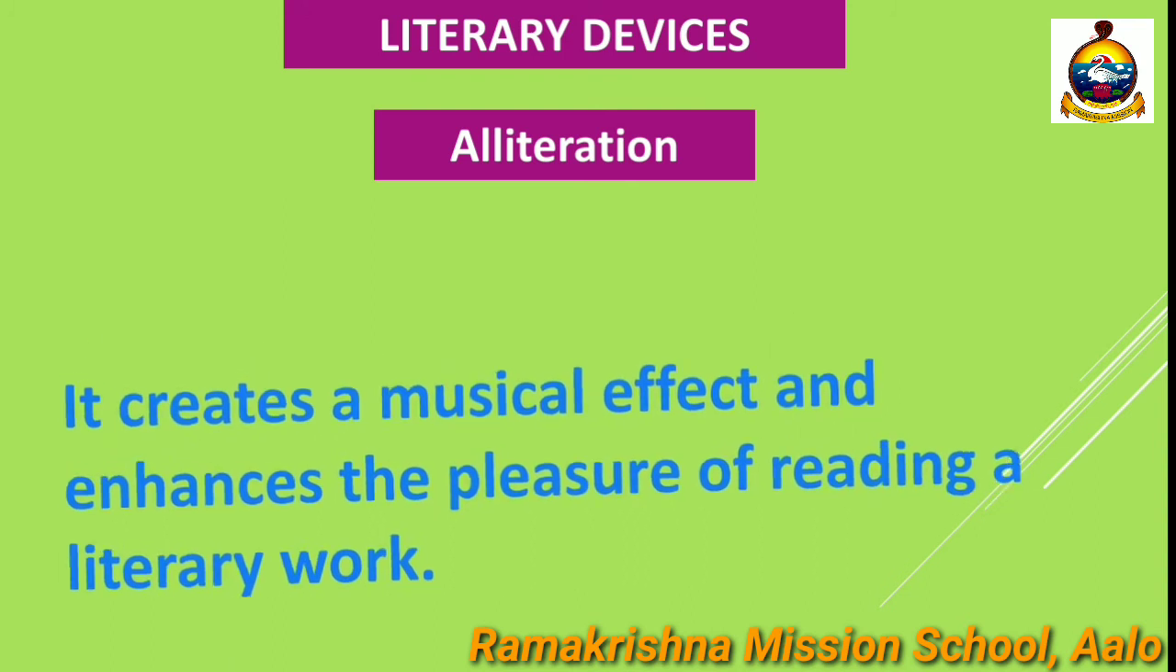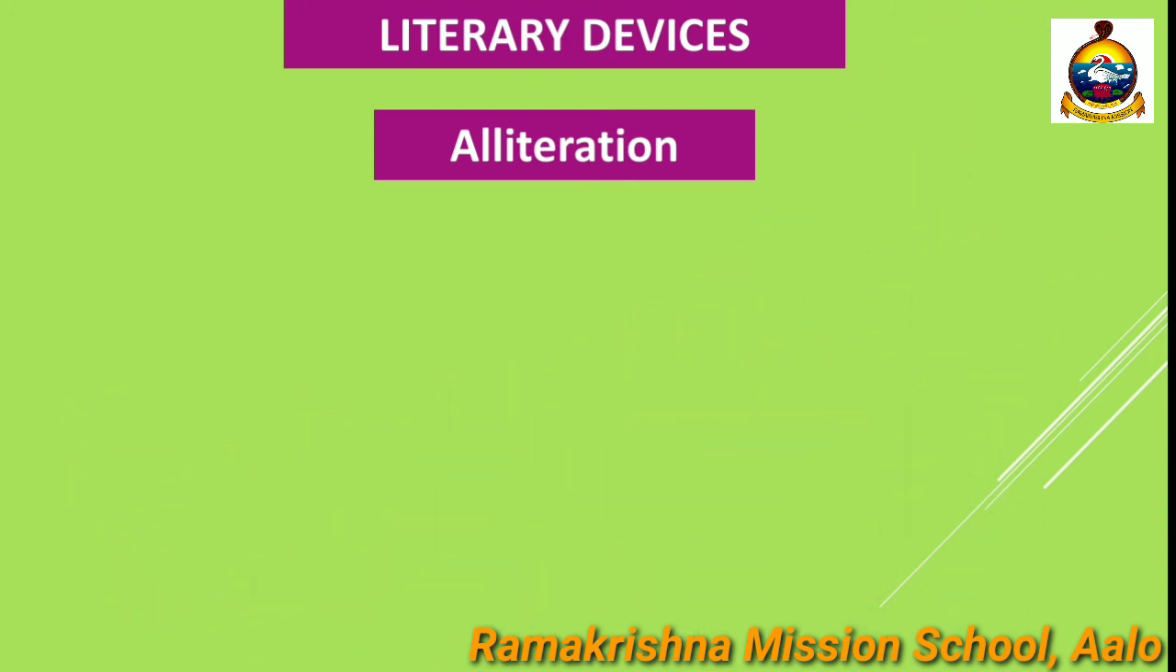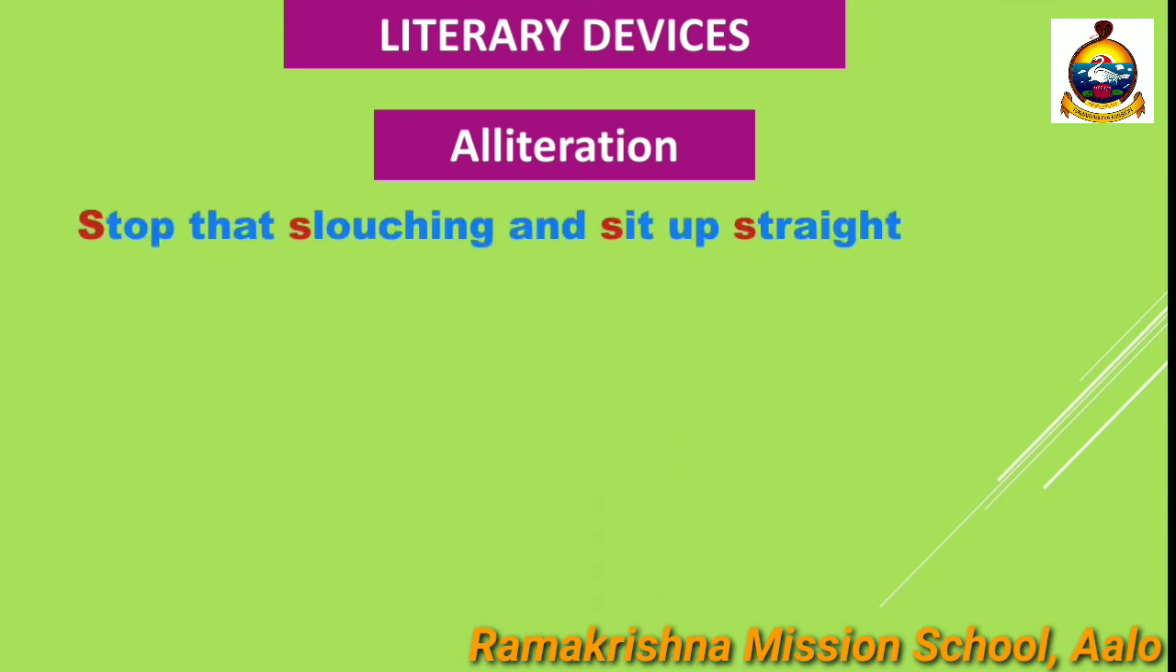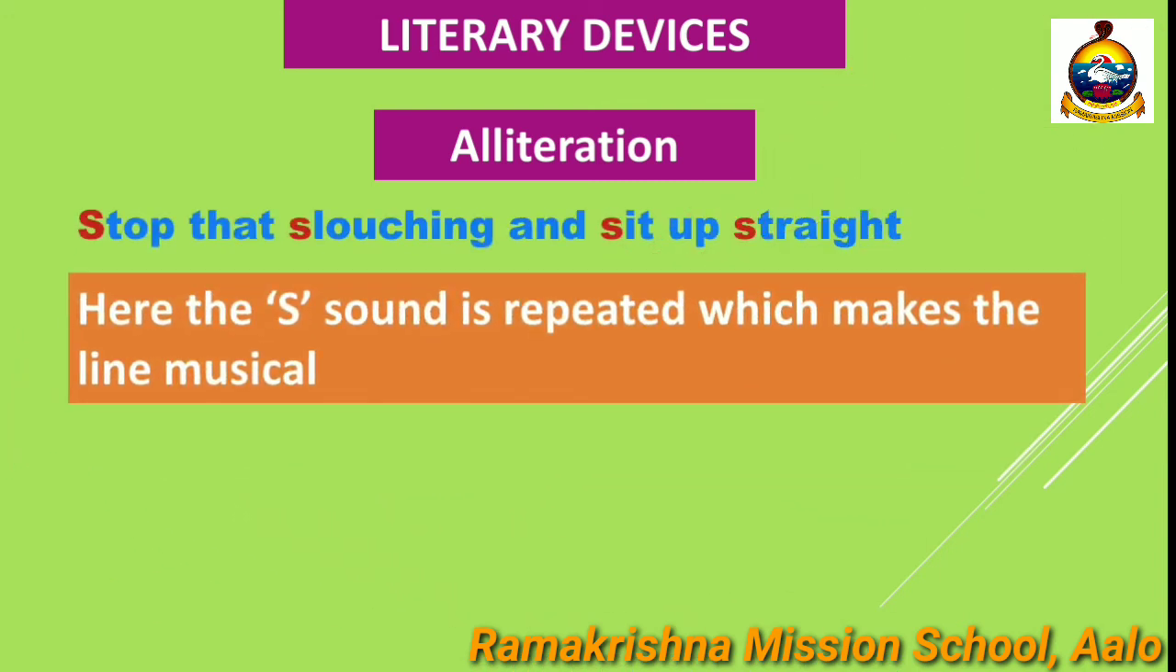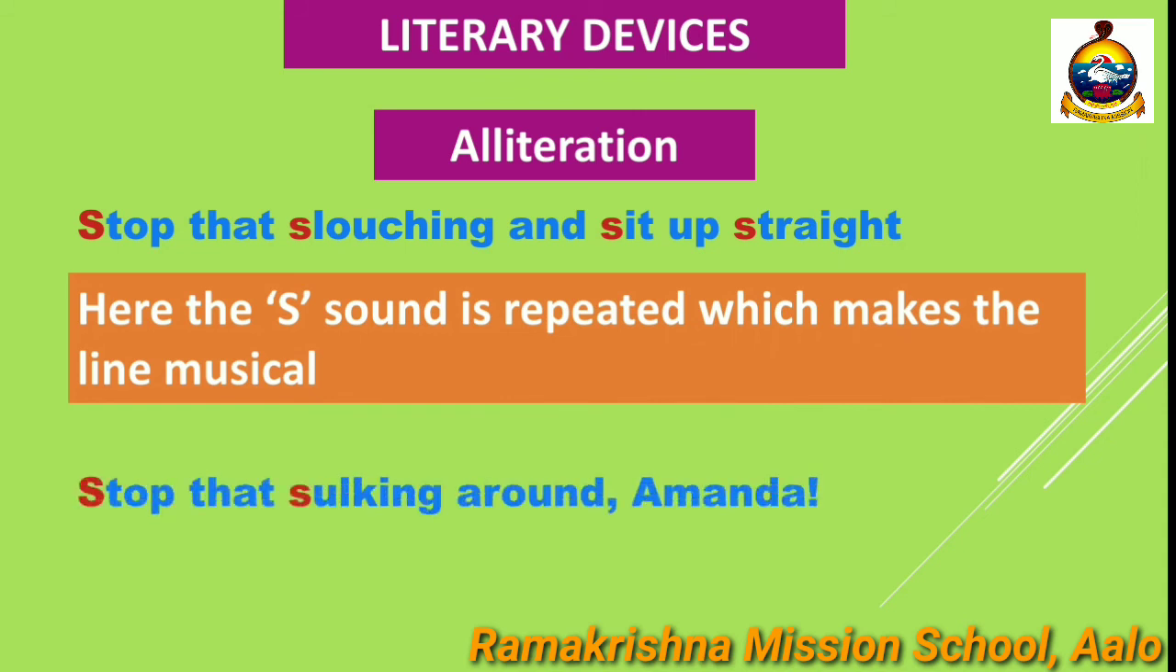So the examples of alliteration are: stop that slouching and sit up straight. Here the S sound has been repeated, which makes the line musical. Then the line, stop that sulking at once, Amanda. Here again, the S sound is being repeated.